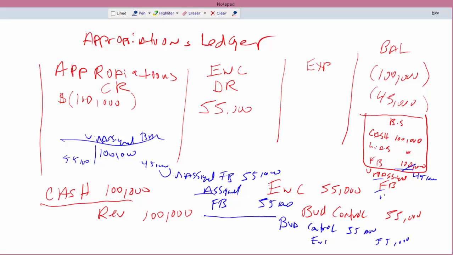And I now can report what? An assigned fund balance of $55,000, right? Didn't I just credit the assigned fund balance right here for $55,000? It's no different than if I debited the unappropriated retained earnings and credited appropriated retained earnings for some amount, right?